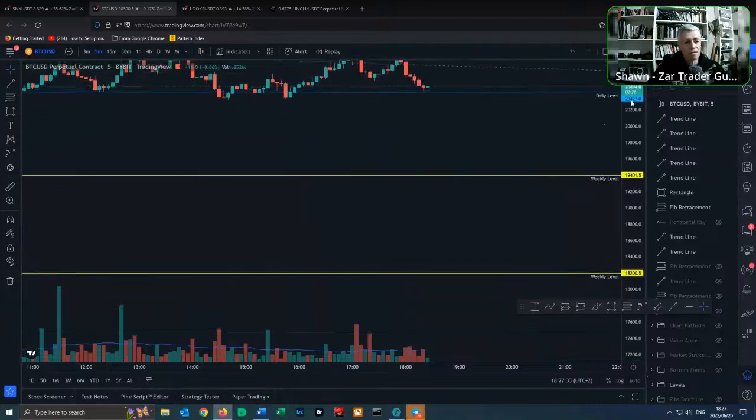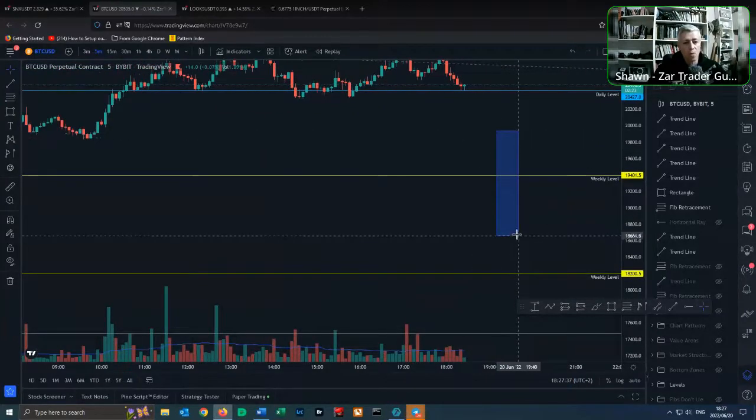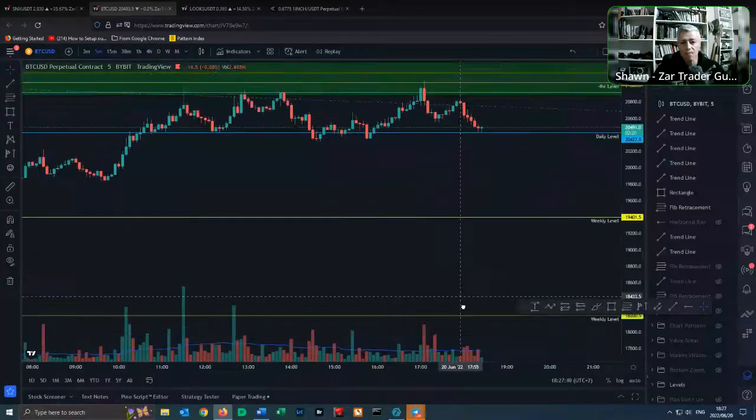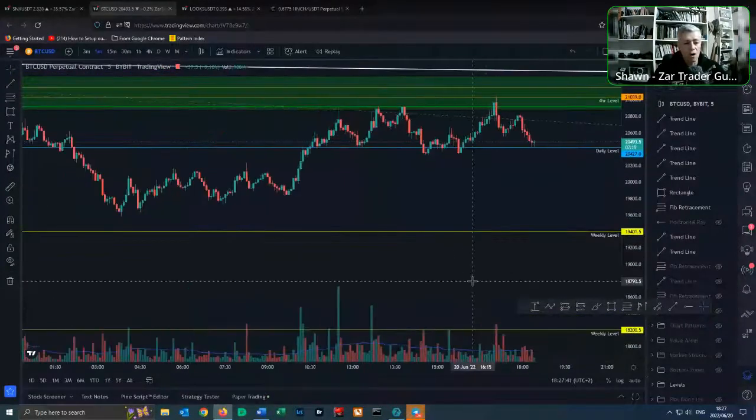By the way, this range to trade for Bitcoin is very, very difficult at the moment, I must say. So I've actually been looking at a lot of the altcoins.